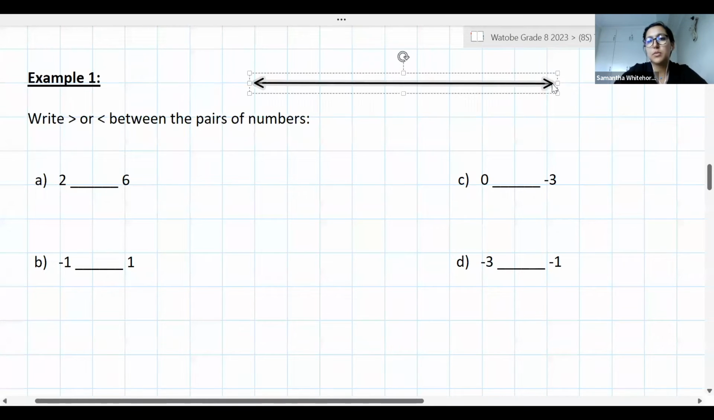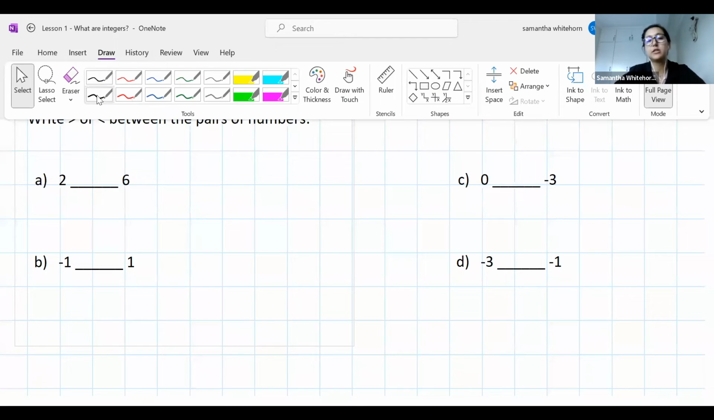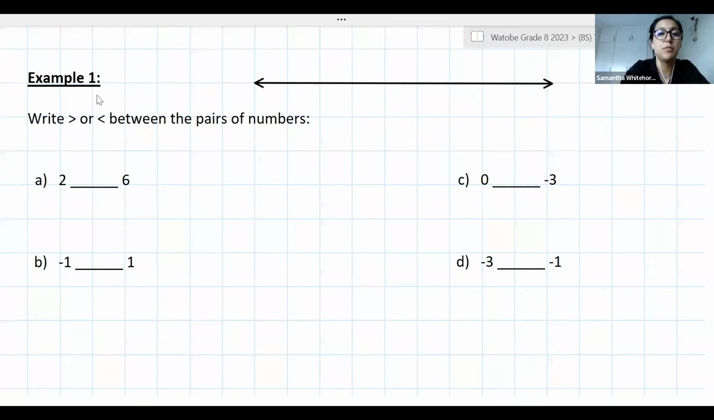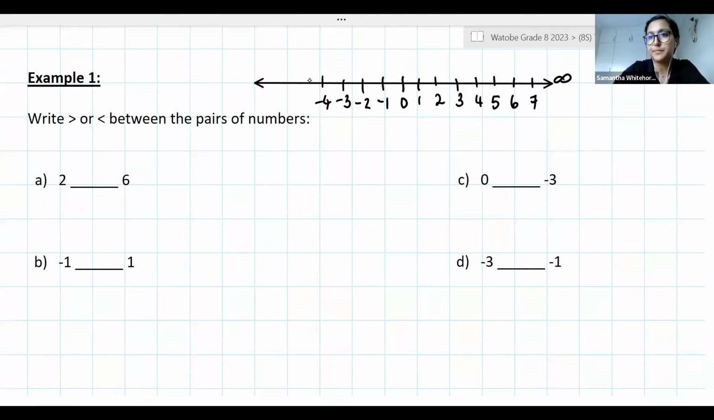To do this, I'm going to just draw a number line because it might be helpful for us. You might find a number line helpful, you might not. It's completely up to you and what you find helpful for your own learning. I'm going to use a number line. And then, as Nzi's just said, this number line goes up to infinity, right? There is no end to this number line because these integers can just keep going.